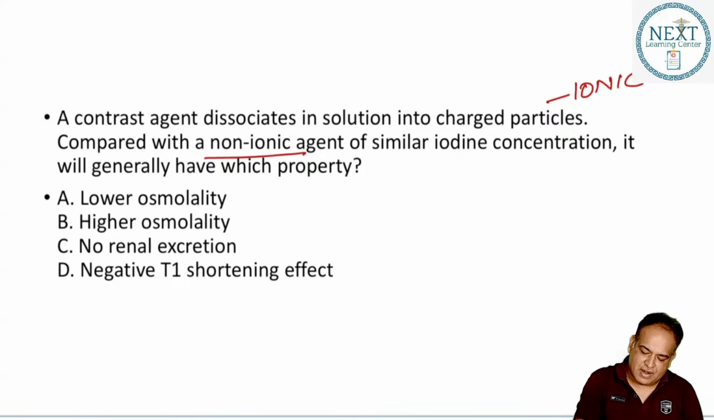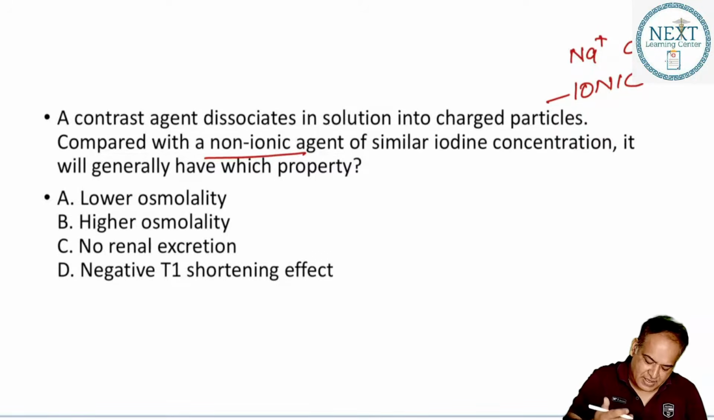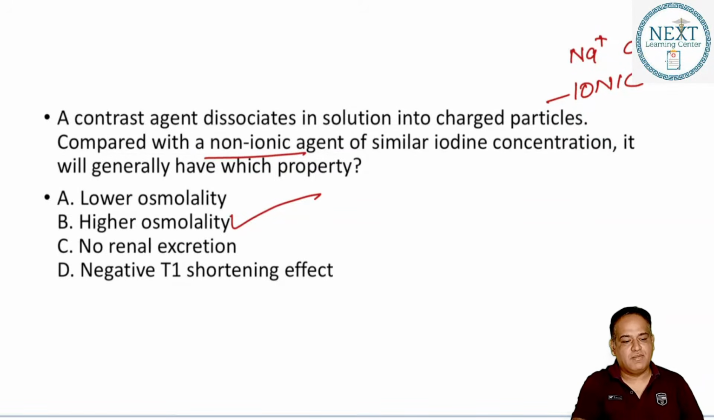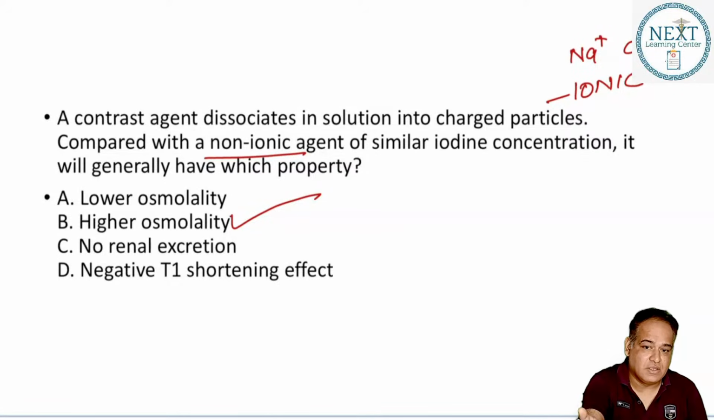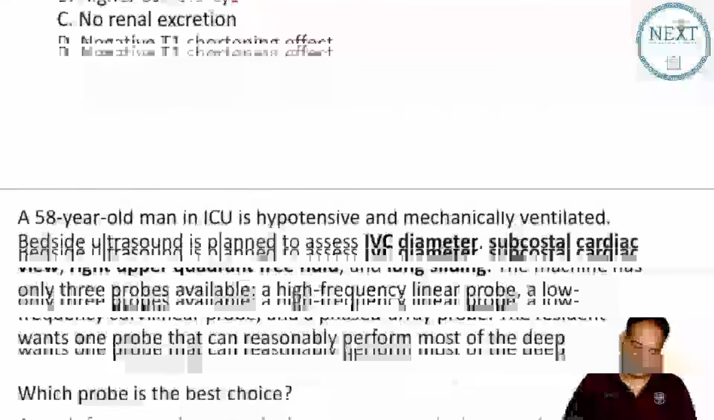So ionic contrast, for example, let's say an ionic agent like this, gives two particles. More particles means more osmolality. More ionic means more particles. Non-ionic means single particle. So fewer particles, less osmolality. More particles, more osmolality. So B would be the answer.